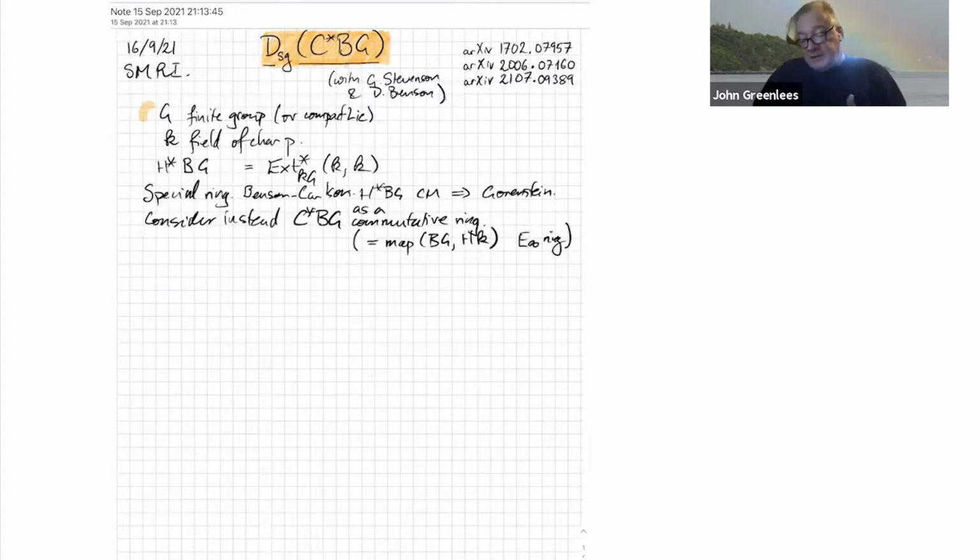But the message really is we can work with it as if it's a commutative ring, provided we only do things in a homotopy invariant way.